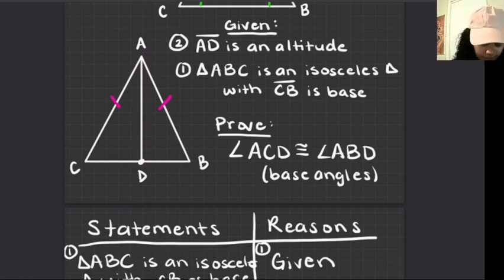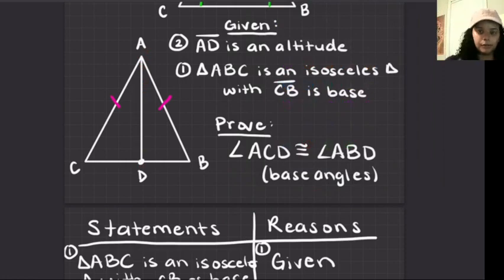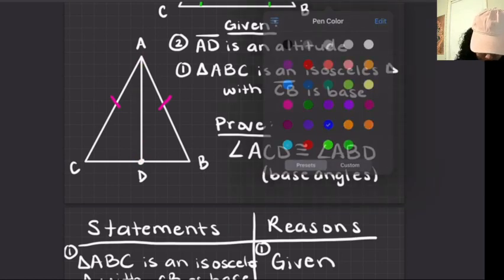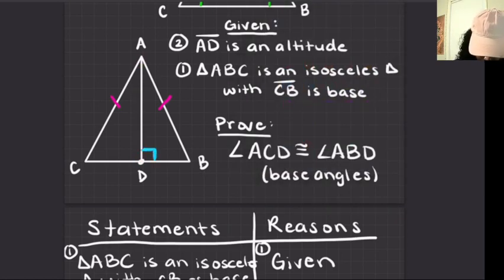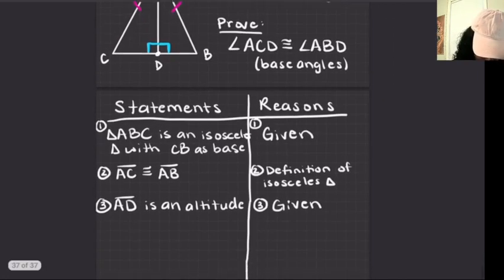An altitude is basically a segment that when you drop it from a specific point, so I'm dropping it from point A straight down, it's going to form a right angle, okay? So an altitude means that it's going to form a right angle. It's perpendicular to the segment that it intersects. So AD and CB are perpendicular to each other, which means that now we formed right angles here. And I can write that as my next statement.